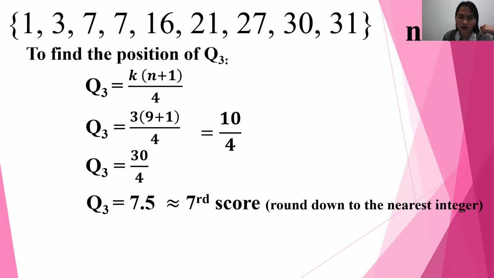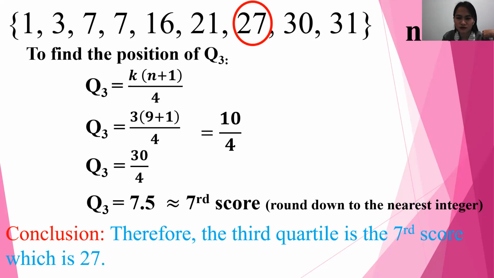And if our quartile 3 is a decimal number, we're going to round down to the nearest integer. So 7.5 becomes 7, meaning our third quartile is the 7th score. So the conclusion is, therefore, the third quartile is the 7th score, which is 27.